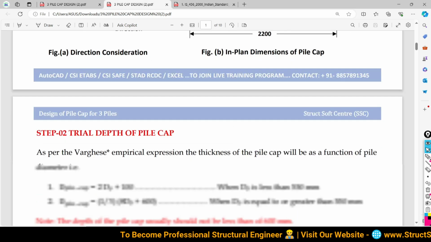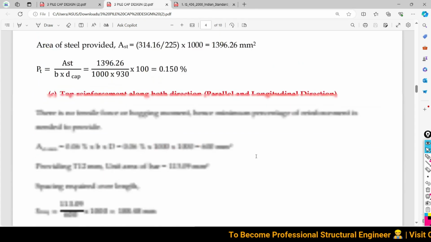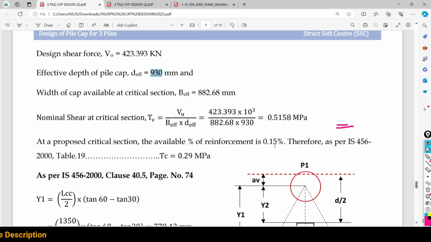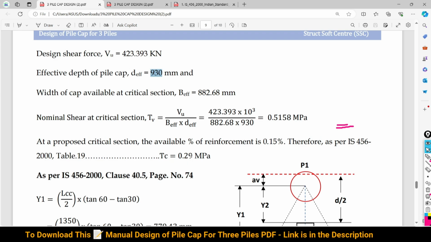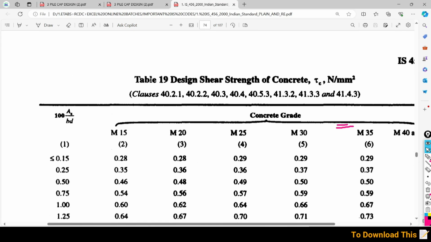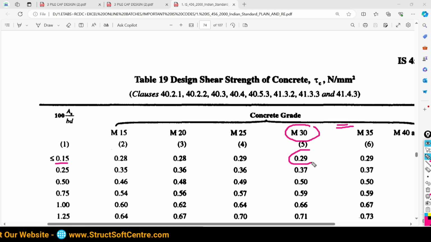Where it is given, try to understand. We have provided the reinforcement at the bottom face along the perpendicular direction as 0.15%. So this 0.15% we are going to follow. Therefore, as per IS 456 2000 Table number 19, the shear capacity for the critical section becomes 0.29. As you can find in Table 19, for the percentage of reinforcement of 0.15% and our grade of concrete M30, the critical capacity is 0.29. Just keep in mind.